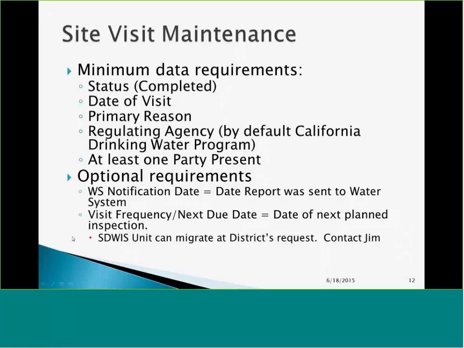And these are the optional items. So water system notification date, that's the date that the report was sent to the water system. Visit frequency, next due date, that's the date of the next planned inspection. This, I'm not sure, SDWIS unit can migrate at district's request. I think this had something to do when we were migrating the site visits into SDWIS.